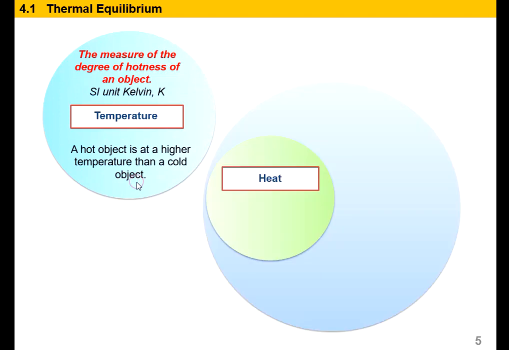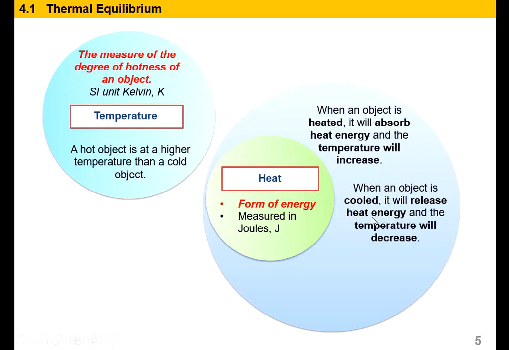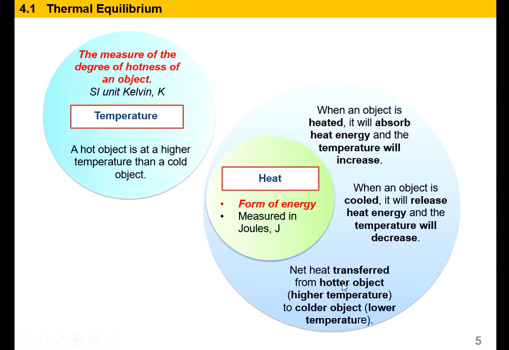Okay, the next thing that we need to know is heat. The definition of heat here is just a form of energy. That's why normally we call it heat energy. The SI unit of heat is joules. When an object is heated, it will absorb heat energy and the temperature will increase. When it is cooled, it will release heat energy and the temperature will decrease. Net heat is transferred from the hotter object, higher temperature, to the colder object, lower temperature. And please note here, it says net heat. We'll explain what net heat is in the next slide.